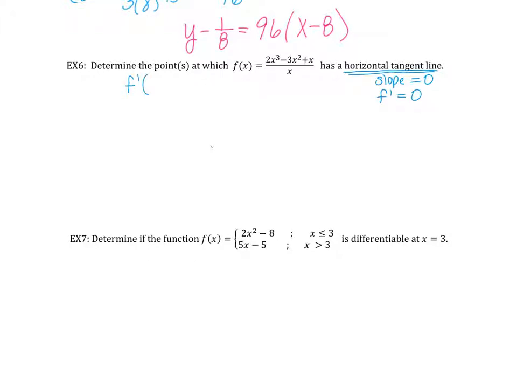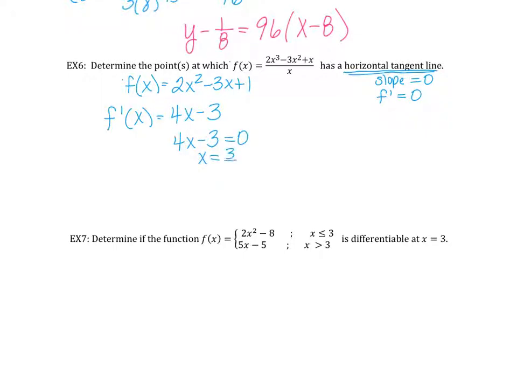Well, once again, I have to rewrite f of x because I have a quotient. So notice I could just divide, and these two functions are the same, except for at 0, but that's not going to be a big deal. My derivative by the power rule is 4x minus 3. And so I set 4x minus 3 equal to 0, and I get x equals 3/4.